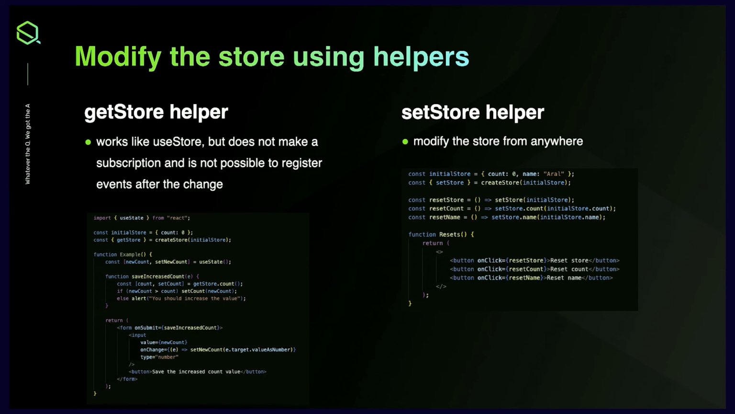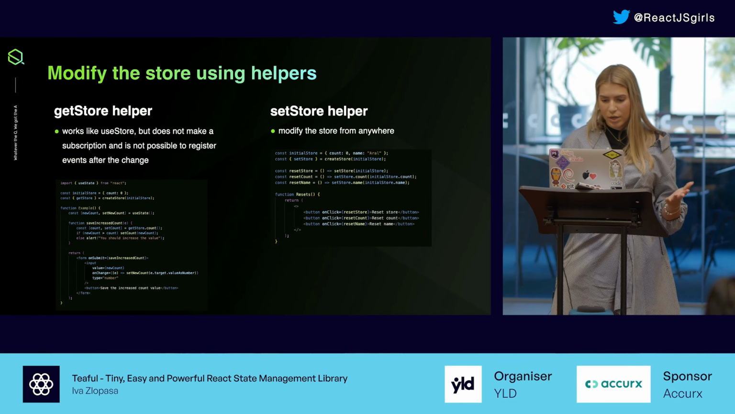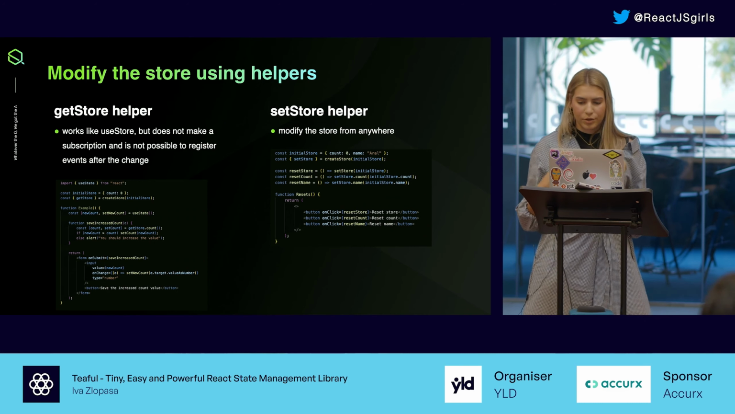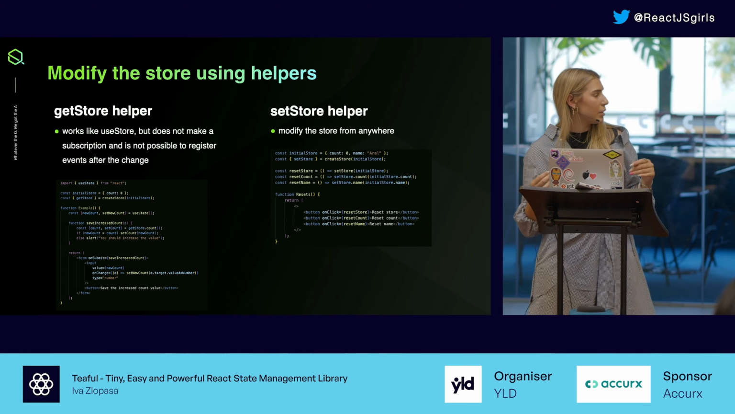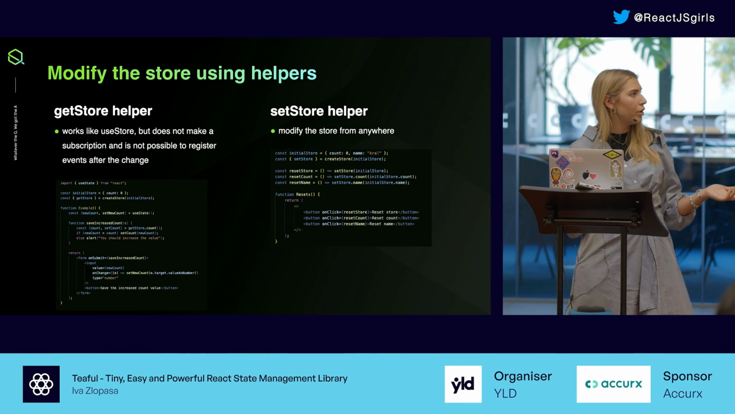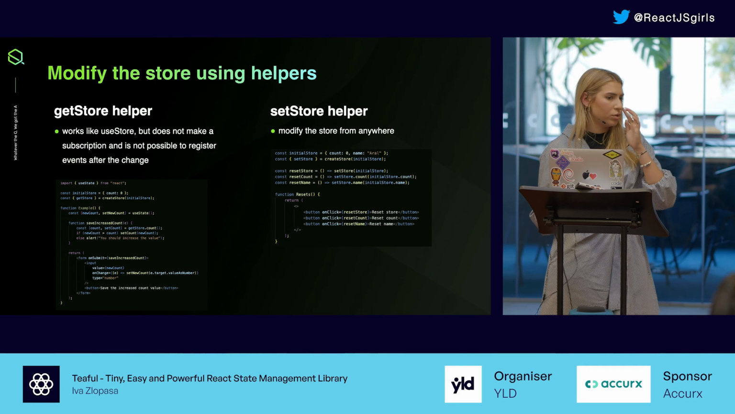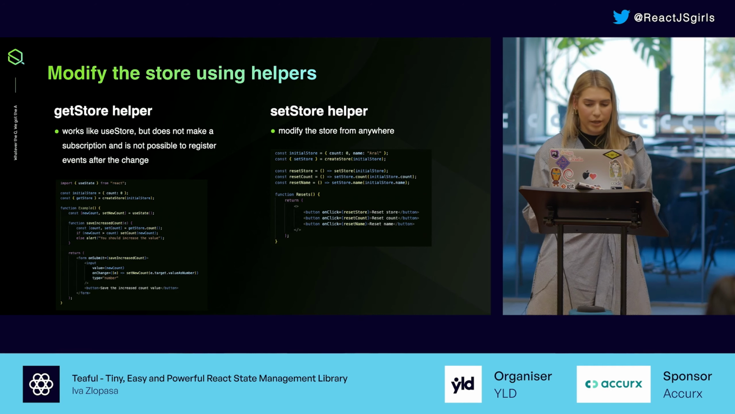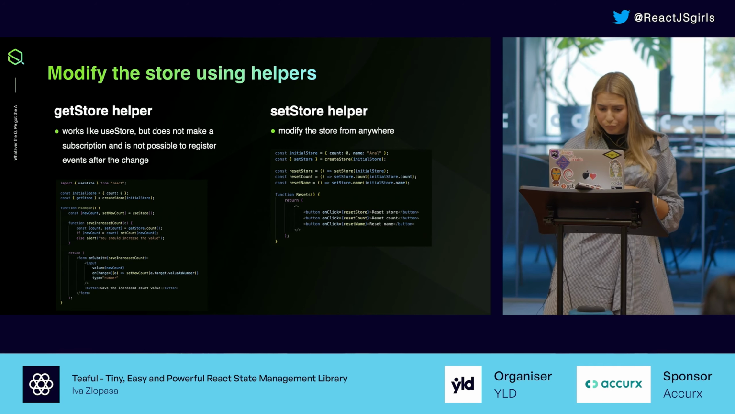To modify the store using helpers, we have two things: the get store helper and the set store helper. Get store works exactly like use store, but with some differences. It does not make a subscription. It's no longer a hook, and you can use it as a helper whenever you want. It will not register events that are executed after a change. So for example, if you just want to take something from the store, you can use get store to take that value and work with that value.